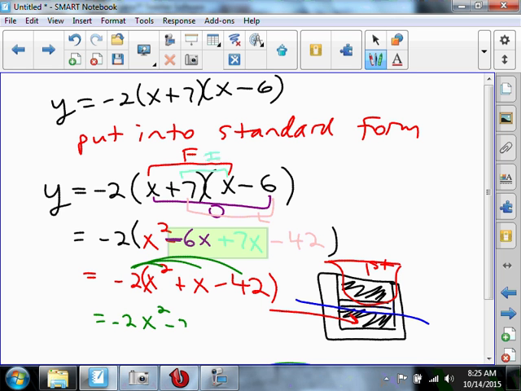Minus 2x, and then what? Plus 84, right? So that's how we would transform that equation into standard form, right? Now, our y-intercept should be 0.84.